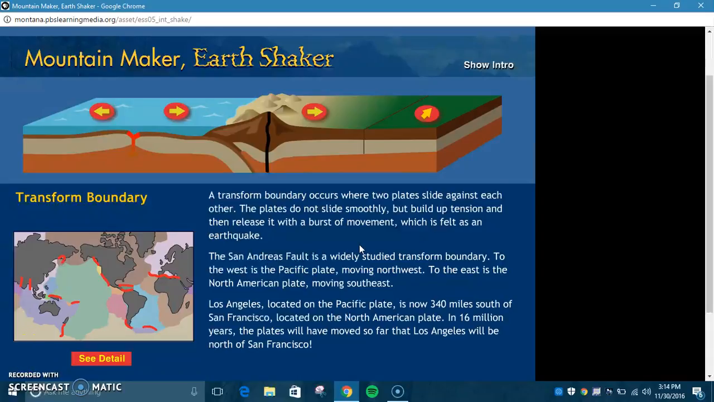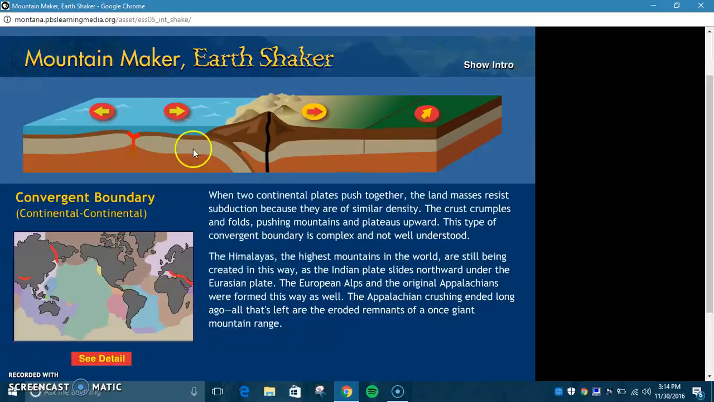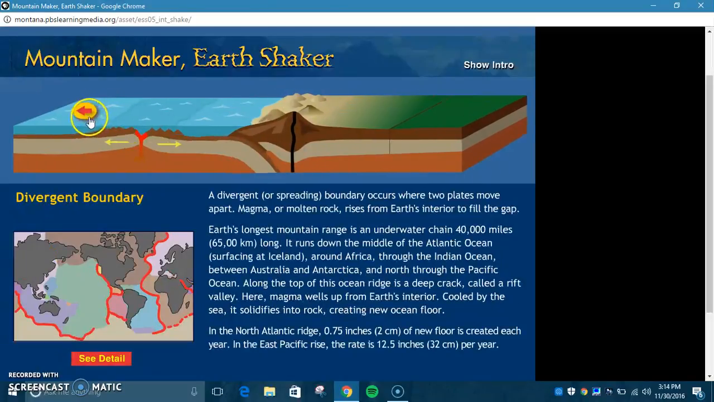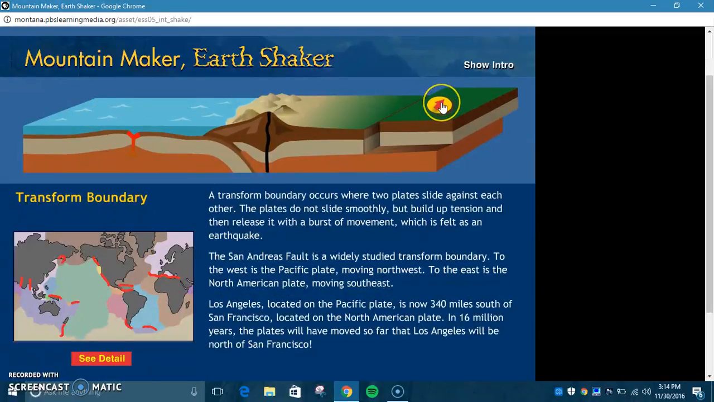Alrighty, so just to review for you guys, we have convergent plate boundaries. The plates are sliding into each other. Mountains can form, volcanoes can form. We have divergent plate boundaries. They're running away from each other. And we have transform boundaries. They're just sliding across each other, giving each other a high five. This is how earthquakes take place a lot of the time.